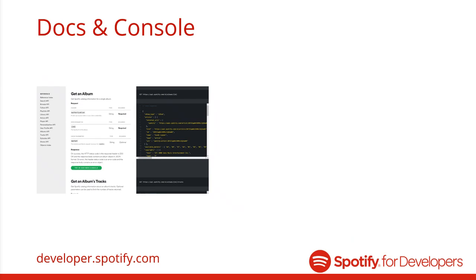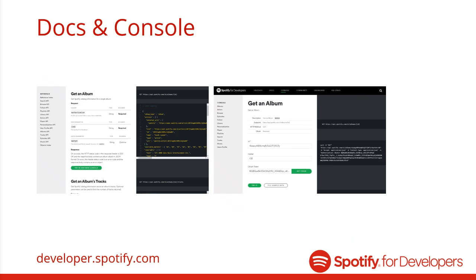There's documentation you can read that has a complete reference for the entire Spotify Web API. And there's a console where you can try out all the Spotify Web API options online using sample data. You can do that right from your web browser, or you can even get some curl requests that you can use locally as well.